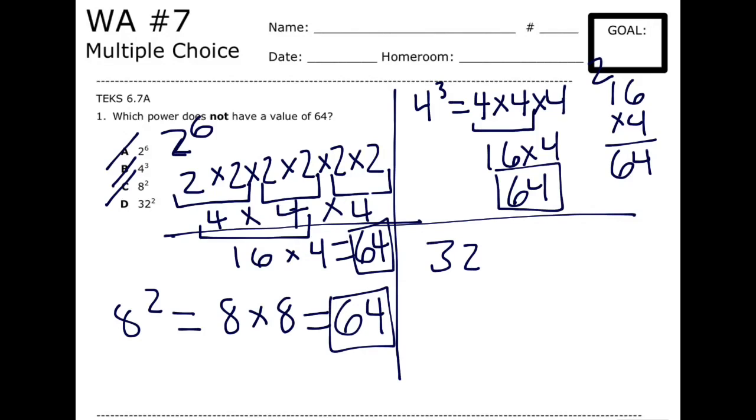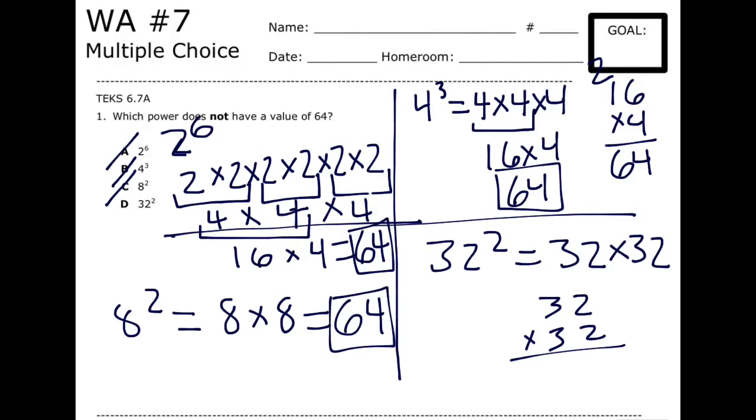The last one is 32 squared, which is equal to 32 times 32. If I multiply that, 2 times 2 is 4. 2 times 3 is 6. Put a 0, line through it, move over. 3 times 2 is 6. 3 times 3 is 9. 4 plus 0 is 4. And I might actually move this up to make it easier to see.